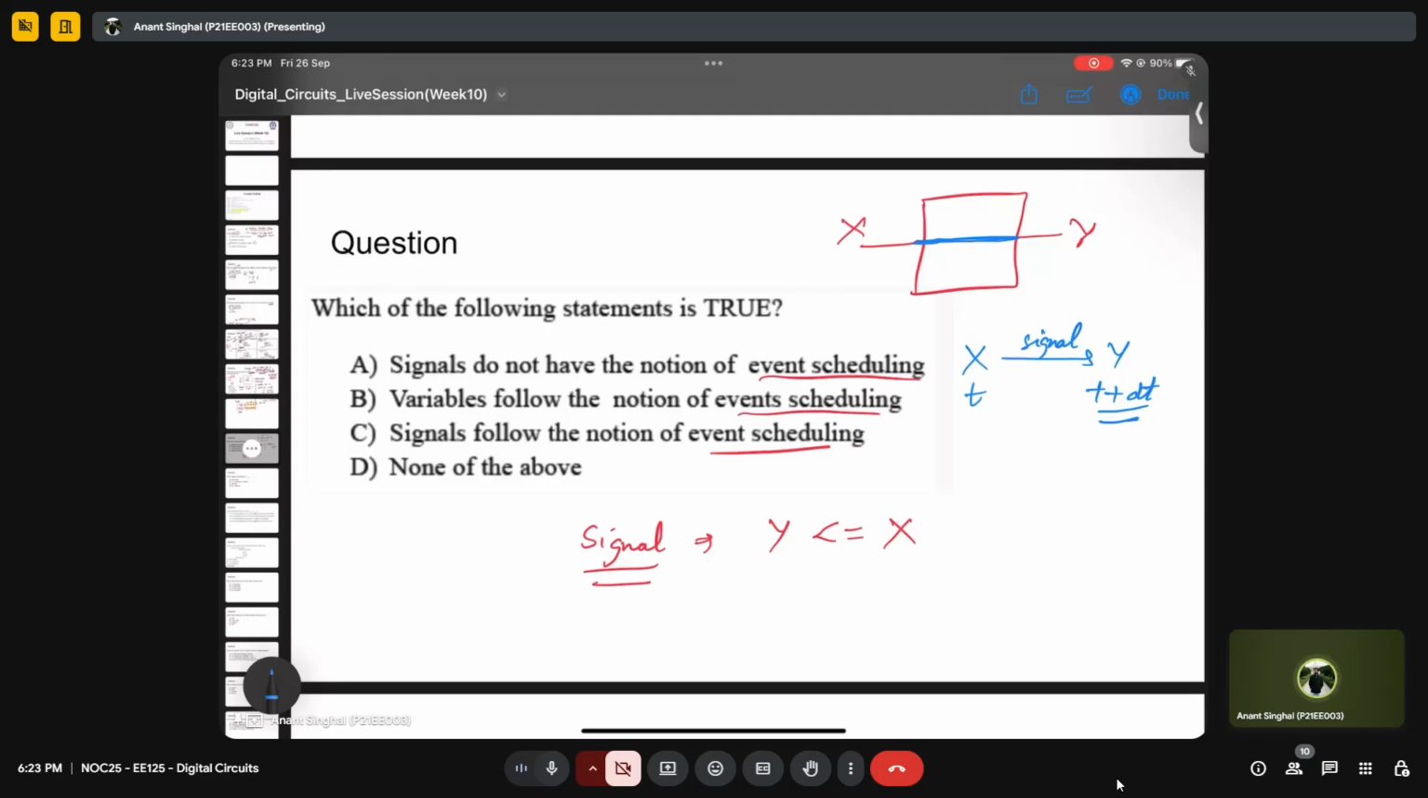So a signal always follows event scheduling because there is a time factor involved. So the correct answer to this problem will be option C.